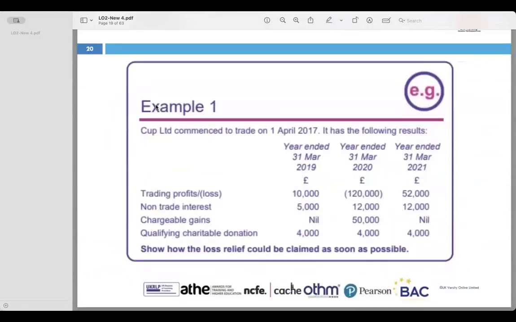Example one, if you see here, Cup Limited commenced to trade in April 2017. It has the following results. Trading profits 10,000, 120,000, year ended, and then 52,000. Non-trading interest for the first, second, and third years. Then again, chargeable gains nil, second, and nil, qualifying. So show how the relief could be claimed as soon as possible.